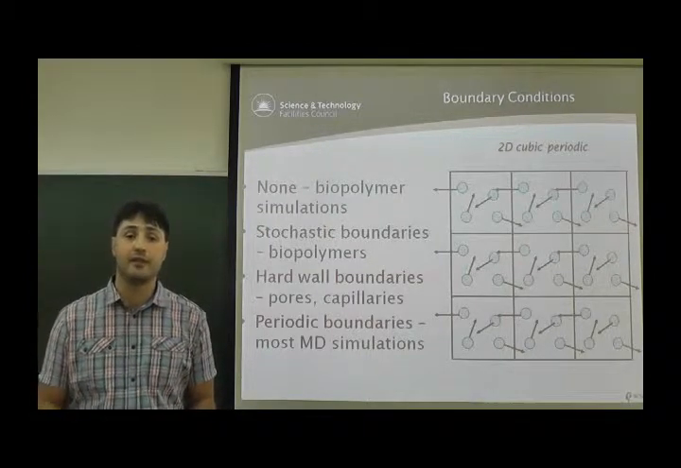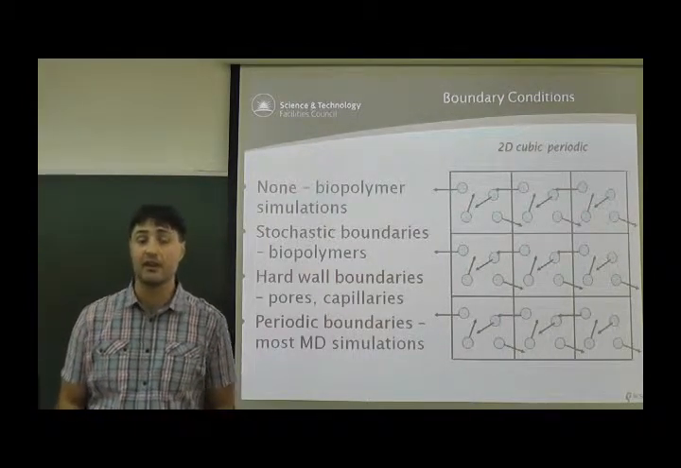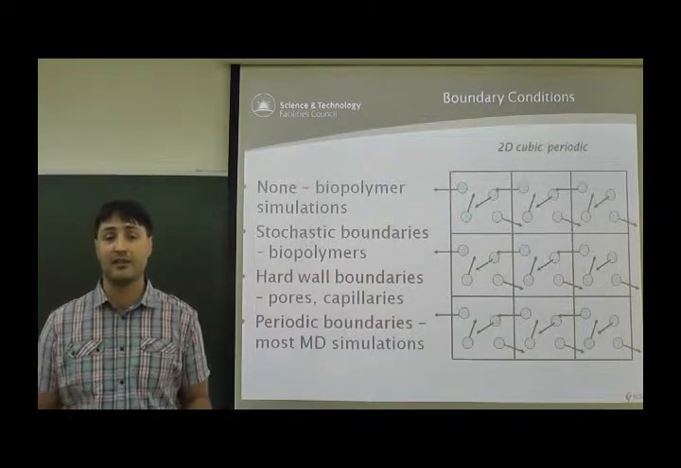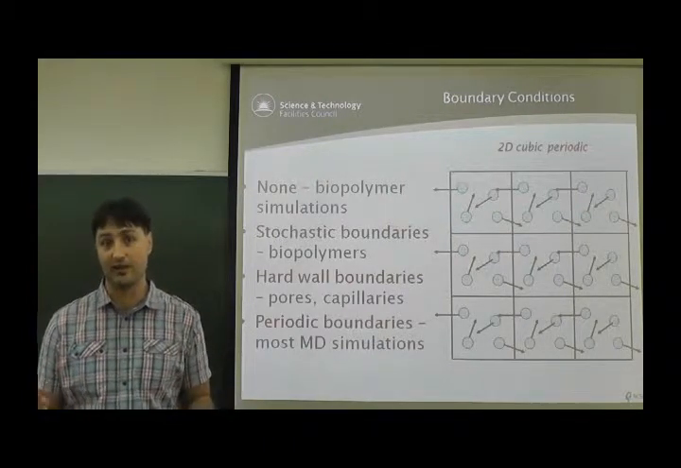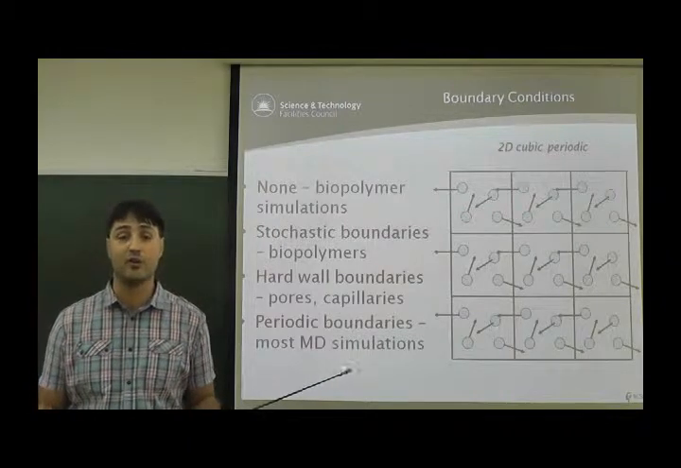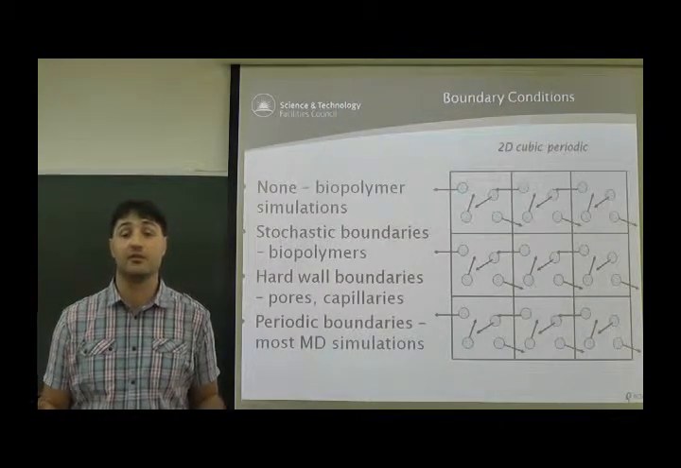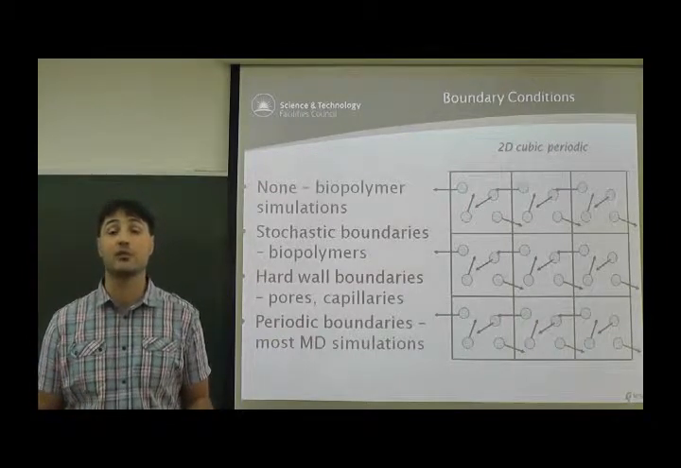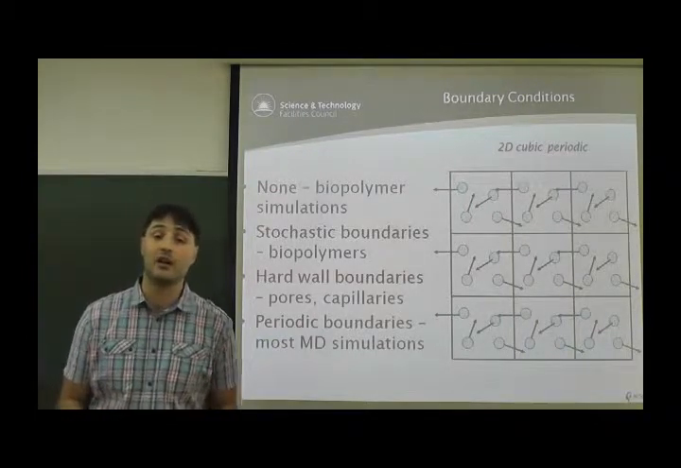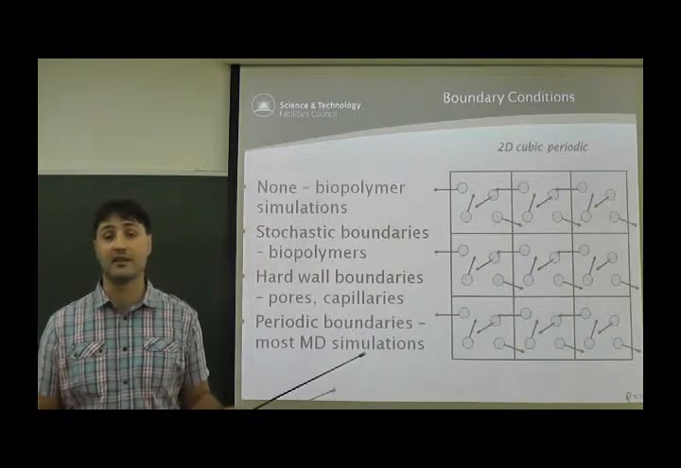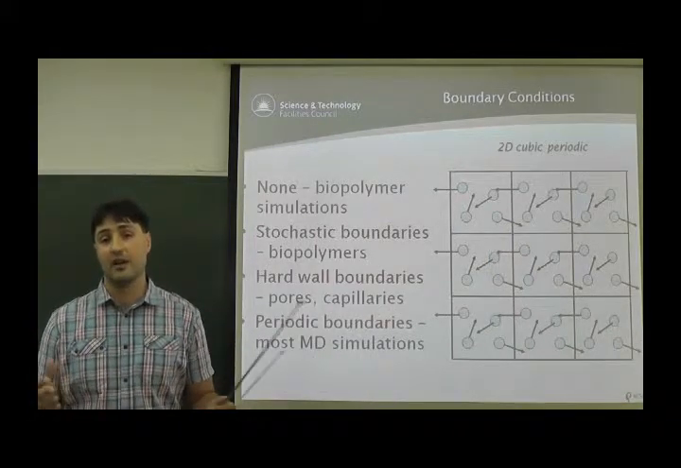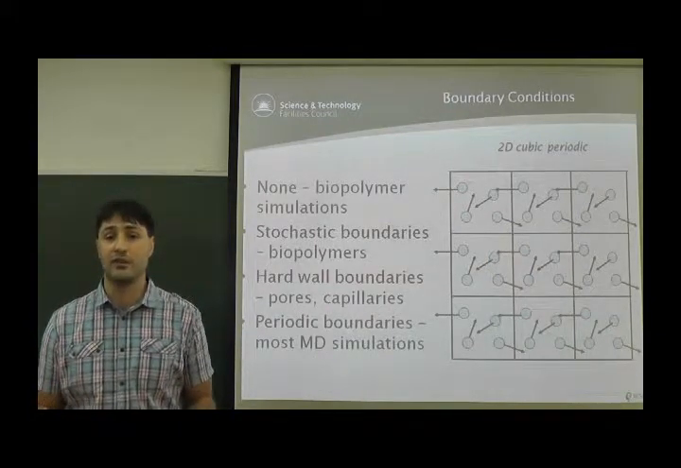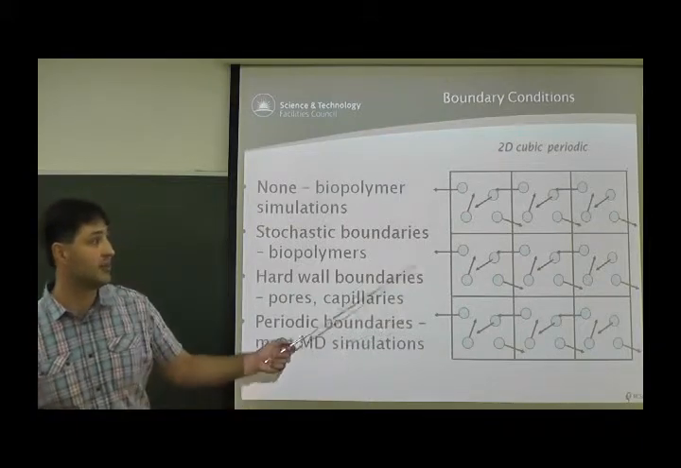One of the reasons to use periodic boundaries is that the simulation cells that we look at are fairly small. Even if we reach millions of atoms, this is still a very small number in comparison to Avogadro's number. Therefore, in order to pretend that our system is infinite, we have to employ periodic boundary conditions. And here there is a simple example of what these are.